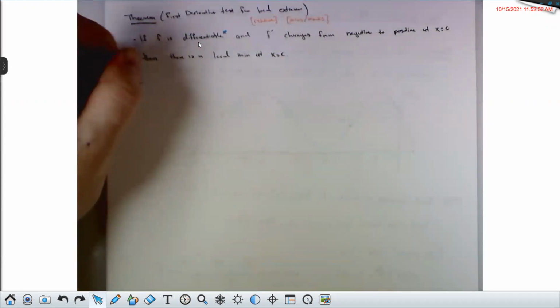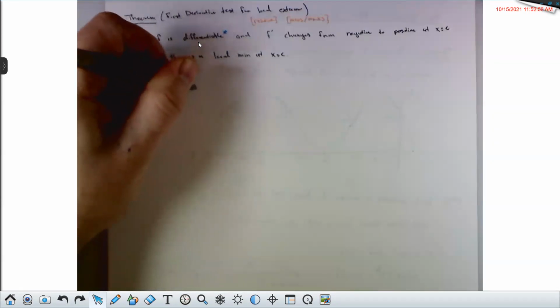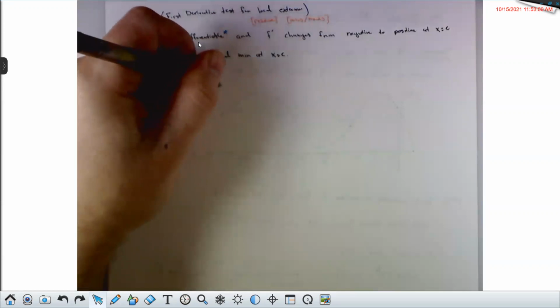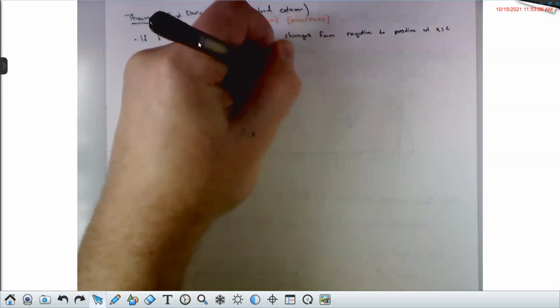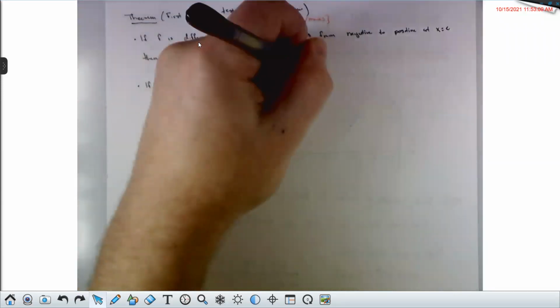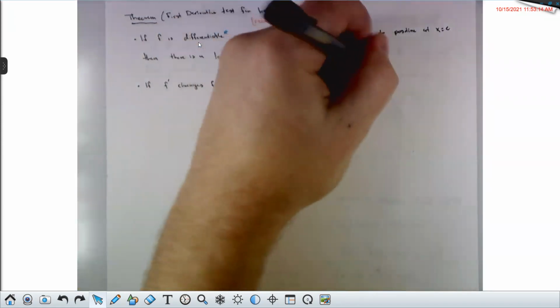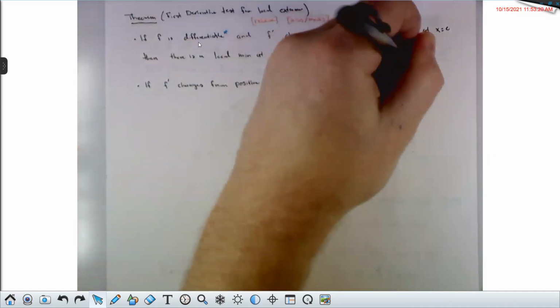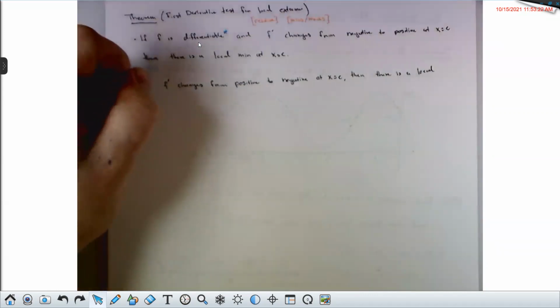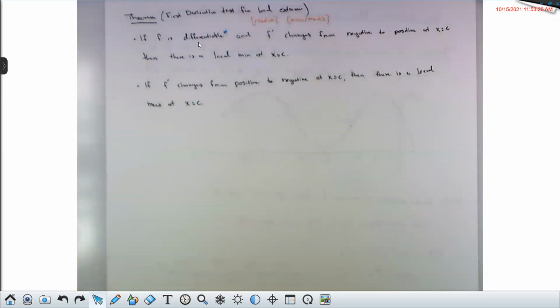And then we'll say also, if f prime changes from positive to negative at x equals c, then f has a local max at x equals c. So this is your first derivative test.